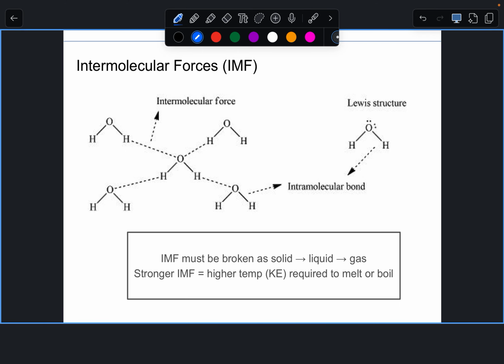Okay, so those intermolecular forces are these dotted lines that are being shown between water molecules. Think like interstate highway between states, so intermolecular between molecules. The bonds that are within a molecule, those would be called intramolecular. Intra is within, so within a molecule. We don't typically call them that. We just call them like a covalent bond or an ionic bond.